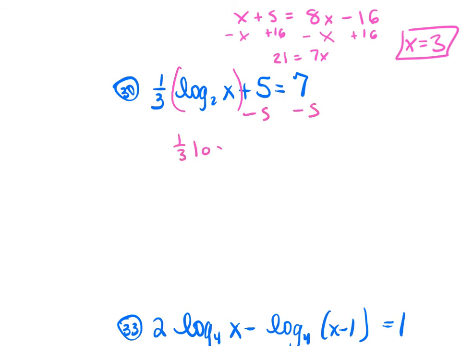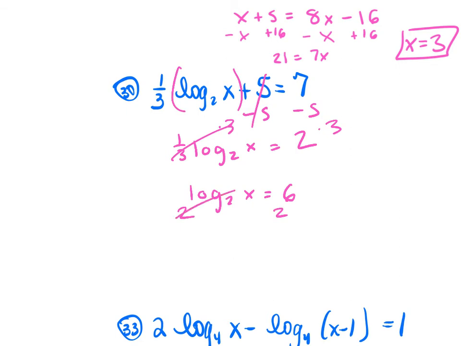So 1/3 log base 2 of x is equal to 2. And now, what can we do? Now you multiply by 3 to cancel out the fraction. Perfect. So log base 2 of x is equal to 6. Now what? You put a 2 on the bottom to cancel out the log. So x is equal to 2 to the 6th power, which is 64.